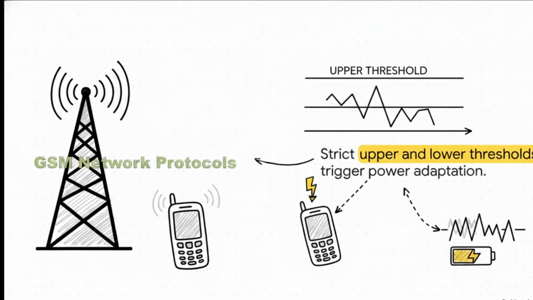To manage this, engineers set strict upper and lower thresholds for both device power and tower signal strength. As distance increases and the signal drops toward that lower threshold, the network issues a command to increase power and the phone steps up its transmission. But if the phone gets too close to the tower and hits the upper threshold, the power gets stepped right back down. This dynamic power adaptation is a total game changer. It saves the phone's battery, and it drastically improves the overall carrier-to-interference ratio across the entire network by stopping devices from screaming louder than they actually need to.